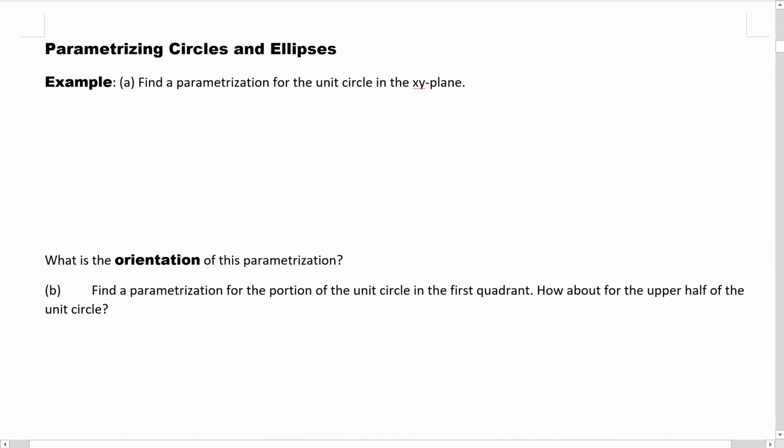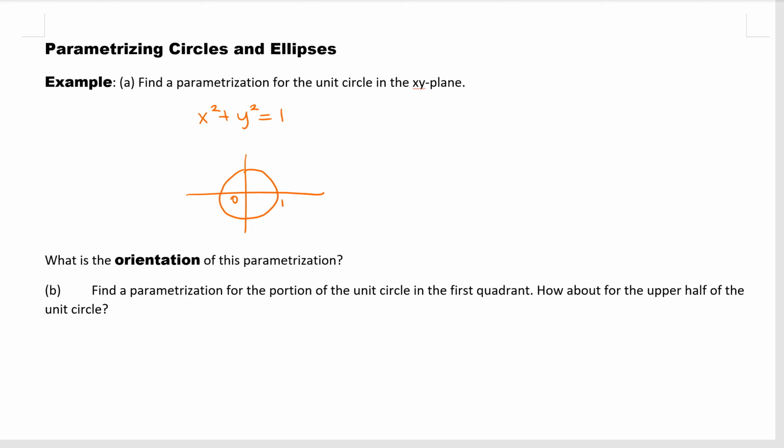So next topic, parameterizing circles and ellipses. For example, find a parameterization for the unit circle in the xy plane. The unit circle has equation x squared plus y squared equals 1. What does the unit circle look like? It's a circle with radius 1 centered at the origin, right? And then we keep in mind the trig identities. One of the trig identities gives us cosine squared plus sine squared equals 1.